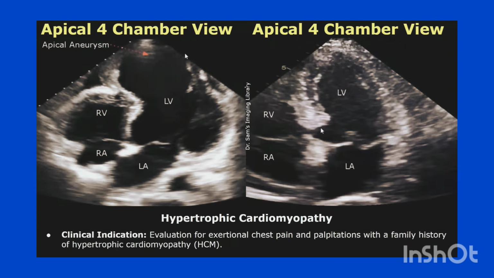Here is a case of hypertrophic cardiomyopathy. Clinical indication is evaluation for exertional chest pain and palpitations with a family history of hypertrophic cardiomyopathy.